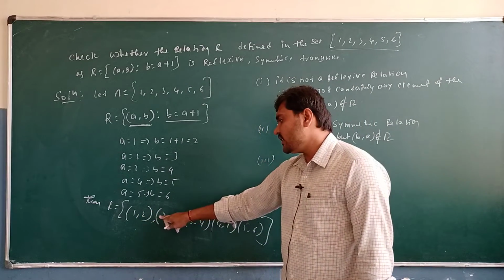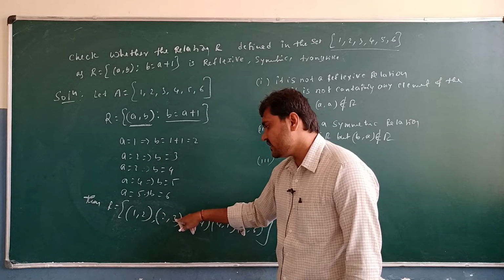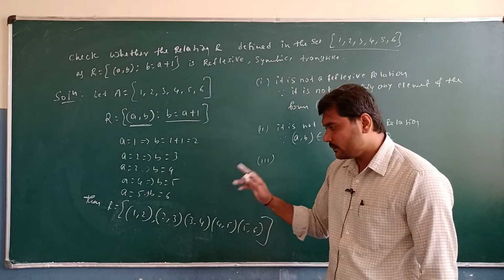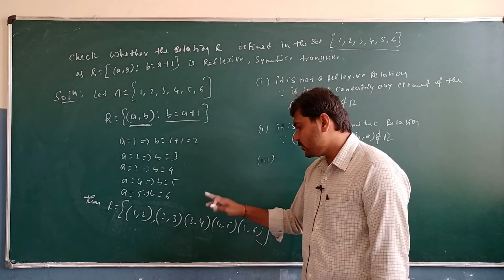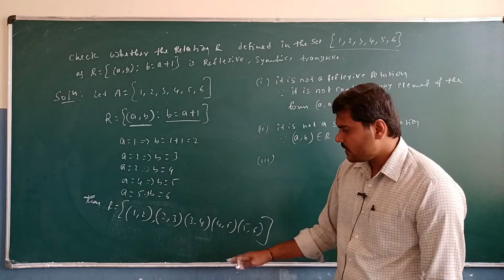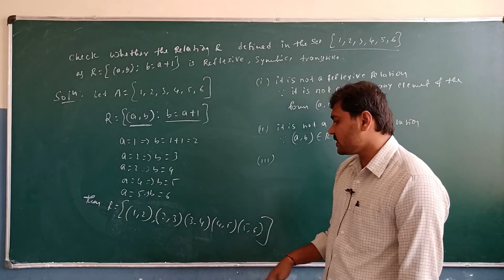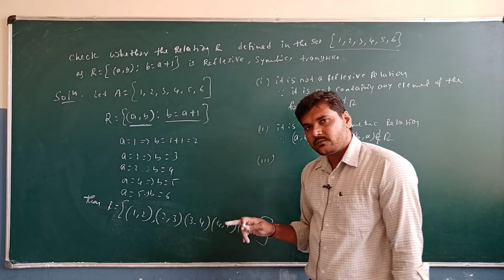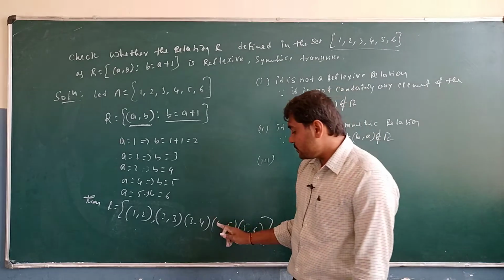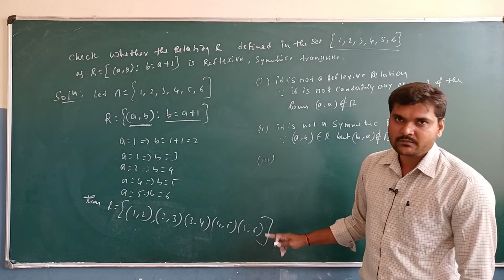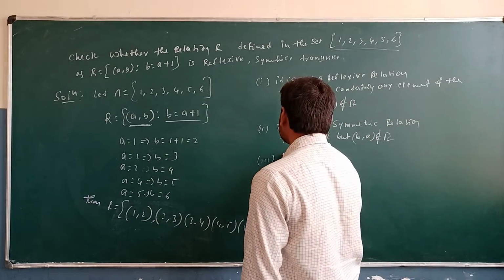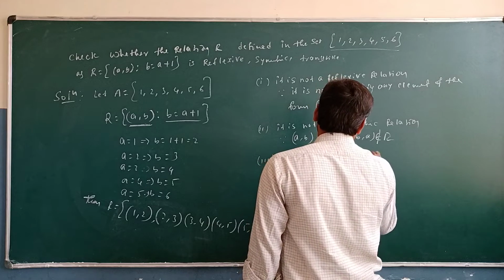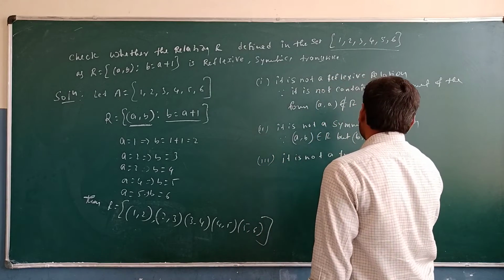We have 1 comma 2 and 2 comma 3. (a, b) belongs to R, (b, c) belongs to R, but (a, c), that is 1 comma 3, does not belong to R. Suppose 2 comma 3 belongs to R, 3 comma 4 belongs to R. What about 2 comma 4? It does not belong to R. 3 comma 4 belongs to R, 4 comma 5 belongs to R, but 3 comma 5 does not belong to R. 4 comma 5 belongs to R, 5 comma 6 also belongs to R, but 4 comma 6 does not belong to R. So we can say that it is not a transitive relation.